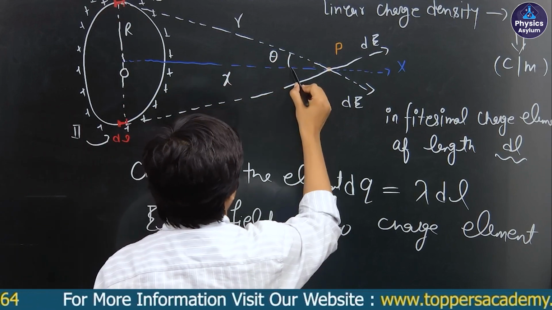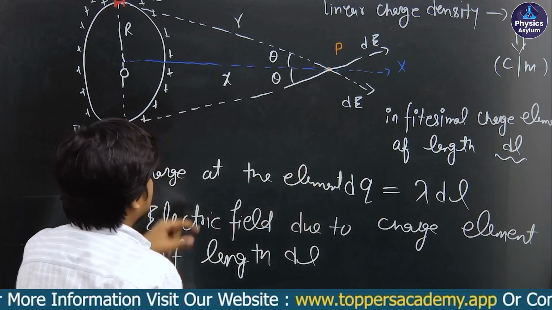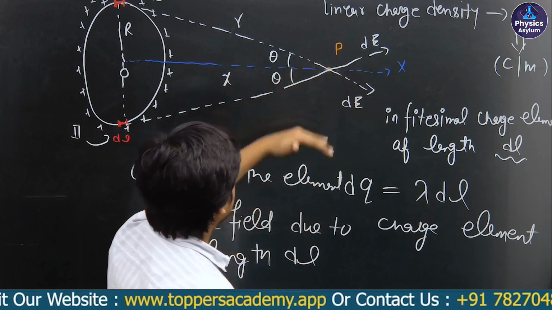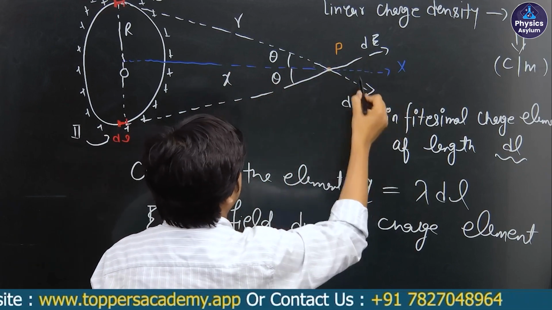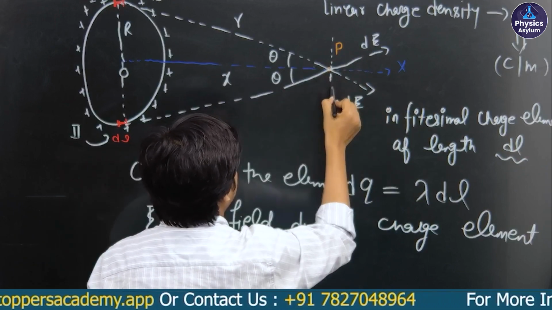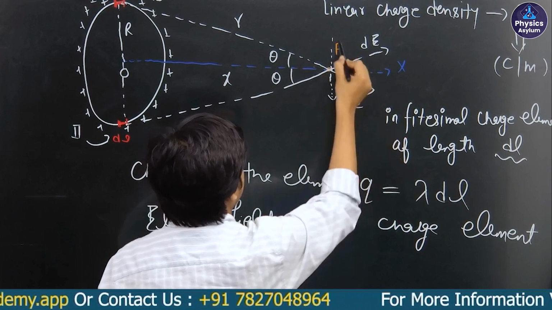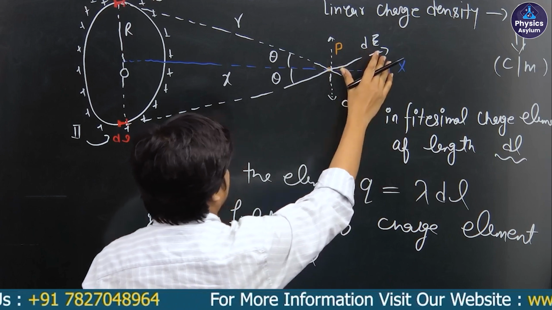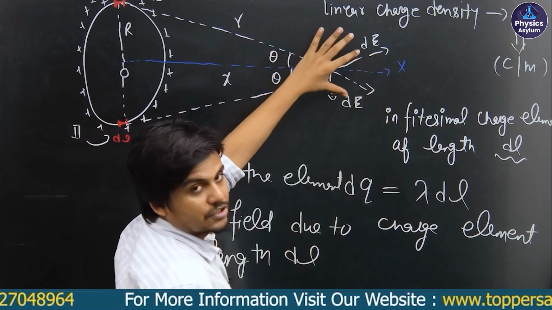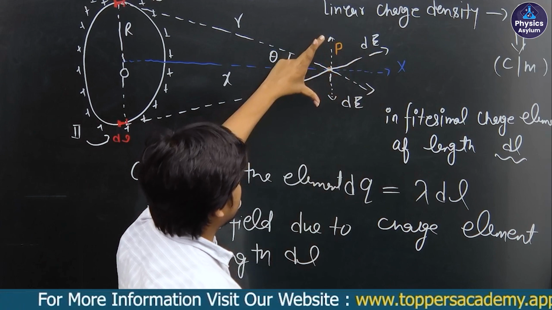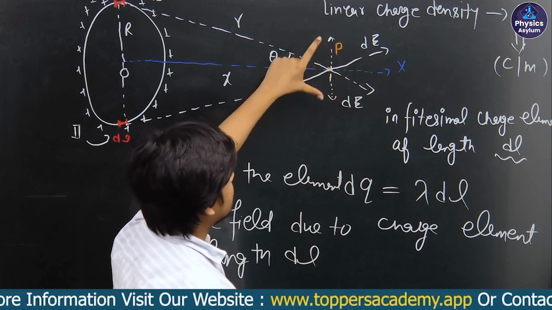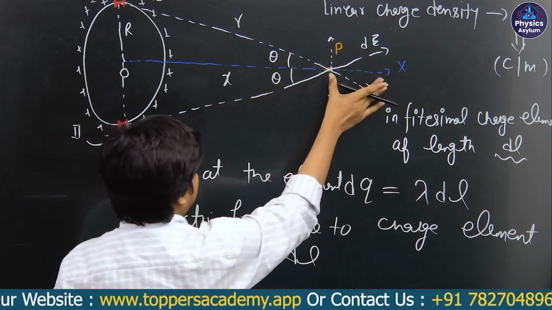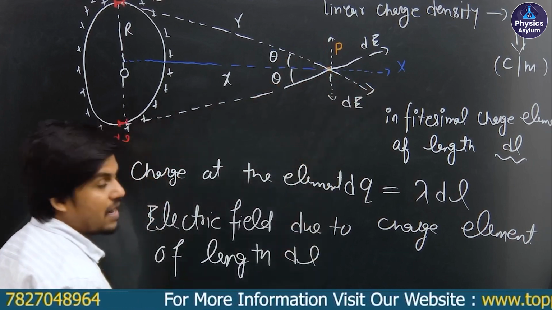Okay, and making the same angle theta, but their orientation is different, right? So from this figure, I can say that their vertical components will cancel each other. Okay, if I resolve these two electric fields into their horizontal and vertical components, their vertical components will cancel each other, while their horizontal components will add up.